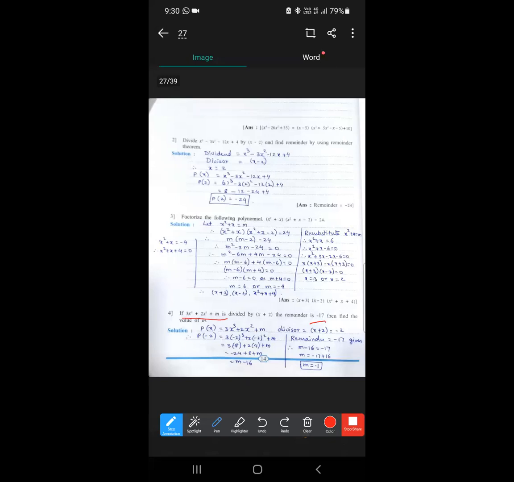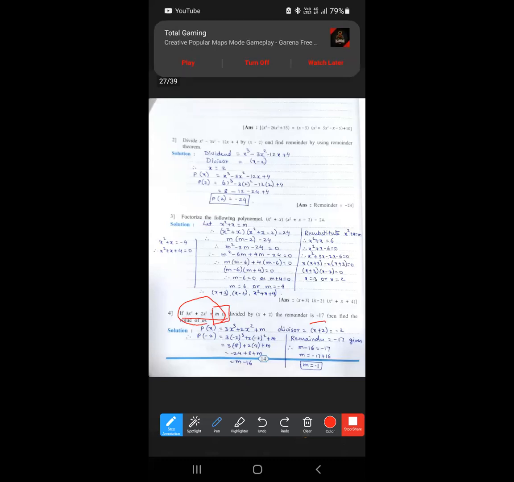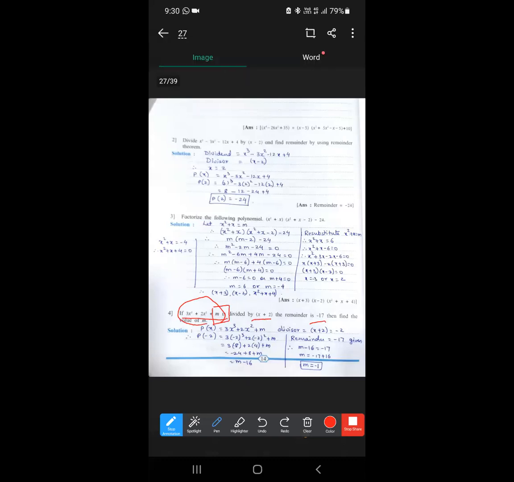Now here you can see the dividend. In the dividend itself they have given the variable as m, and this is the divisor, that is x plus 2. Along with the divisor they have also given the remainder, that is minus 17. Now what is your duty? To find the value of m which is given in the dividend.